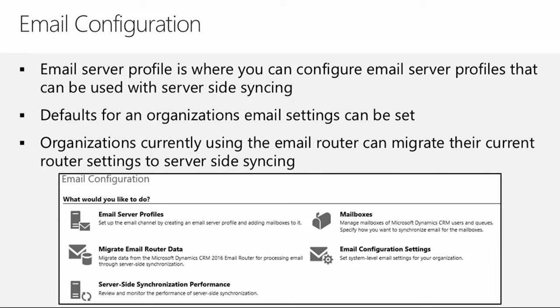The other option that you'll see in here is server-side synchronization processing. As you've enabled server-side syncing, this is where you would also have the capabilities to go in and define and see what's taking place from a performance perspective. And if you were using the email router and you decided to transition over into server-side syncing, this is where you would also have the capabilities to migrate some of those processes. So what I want to do next is just take you into the application and show you how the email configuration piece works inside the application.